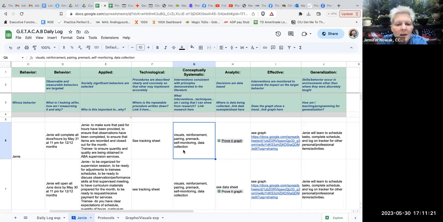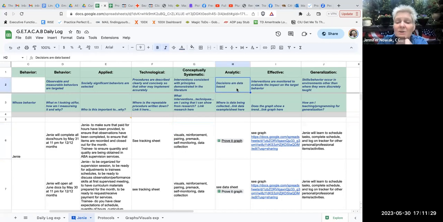Then we also have to prove that another dimension is analytic, right? That means that our decisions that we're making are based on data. So when my bookkeeper comes to me and says, Jenny, how you doing, right? Are you caught up with bills? Are you making any money this year? Are you liking supervision? How's your business running? Are you ready to hire that next supervisor? I can base those kinds of answers off of the data that I have collected.